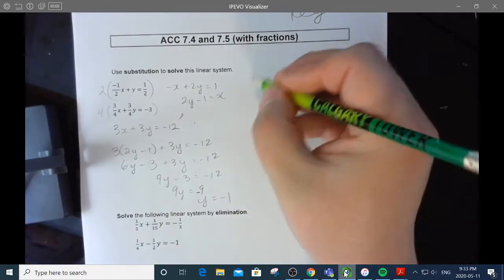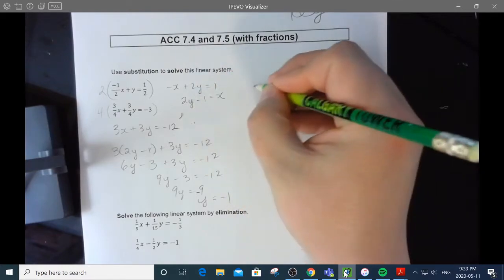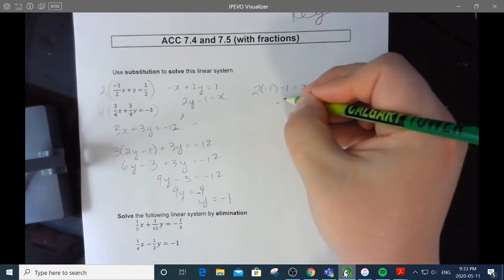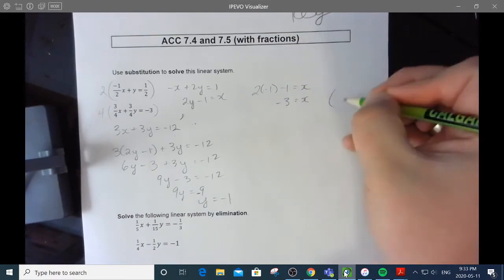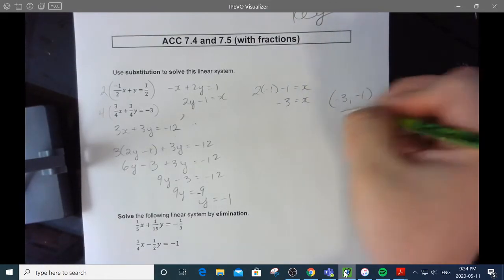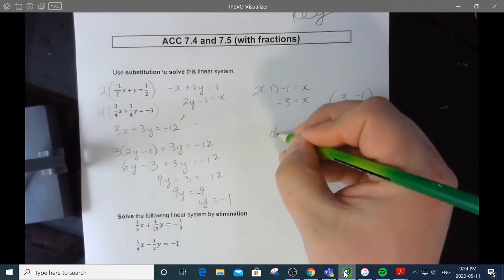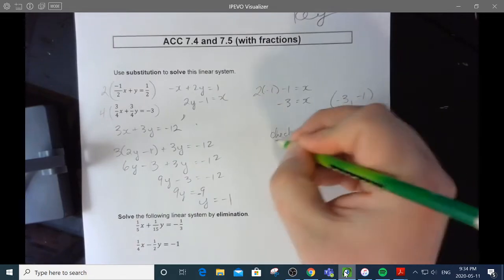I can find my x value by plugging negative 1 in right there. So 2 times negative 1 minus 1 is x. That's negative 2 minus 1 is negative 3. So there we go. I have negative 3, negative 1 for the solution. I'll do a quick check. Doesn't say that I have to in the instructions, but I might as well.